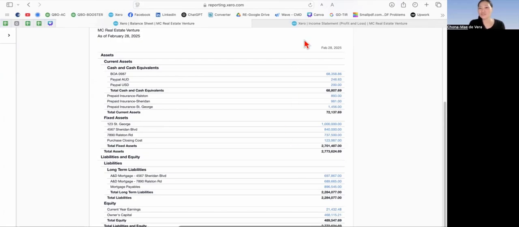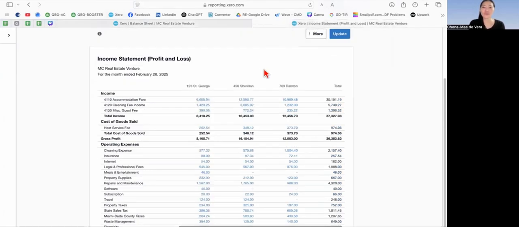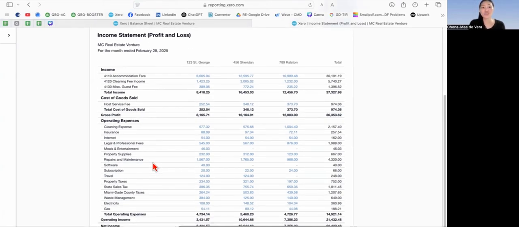Okay, so let's go to the income statement. For the month of February, you requested that it has to be properly tracked for the properties. So that's what we did here. There will be 3 columns: St. George, Sheridan, and Ralston. Our main source of income is from the accommodation fare, cleaning fee income, and the miscellaneous guest fee. For our cost of goods sold, it's the host service fee. And here below are the usual or normal expenses that we'll be incurring every month.